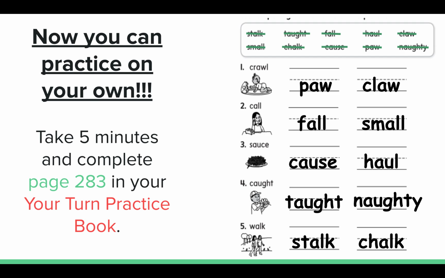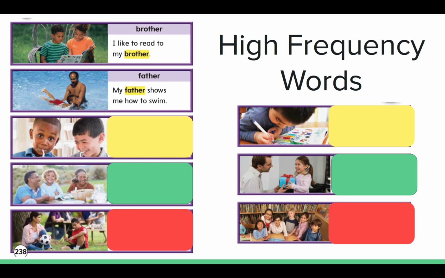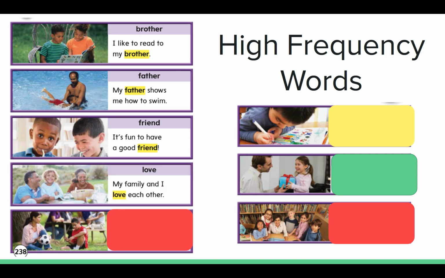Let's continue on, friends. Let's look at our high frequency words for the week. Brother. I like to read to my brother. Father. My father shows me how to swim. Friend. It's fun to have a good friend. Love. My family and I love each other. Mother. Pam's mother is our soccer coach.